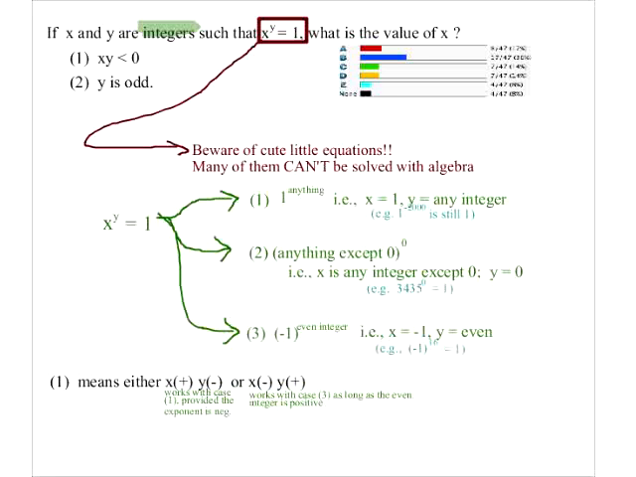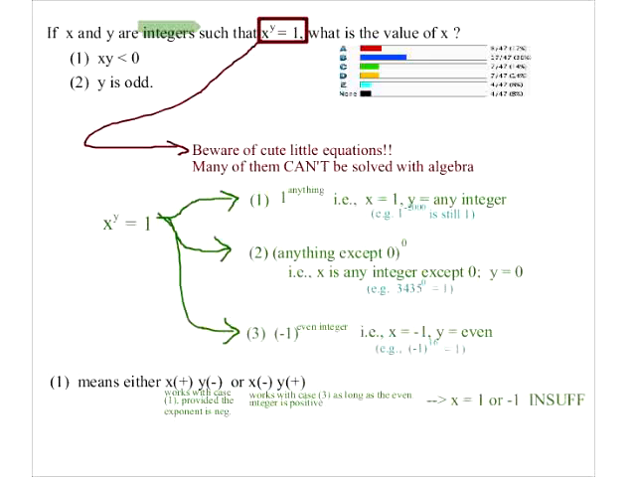So this is insufficient because x could be either 1 or negative 1. If you're looking at case number 1, then x is 1. If you're looking at case 3, then x is negative 1. So we can't answer the question. That doesn't work.